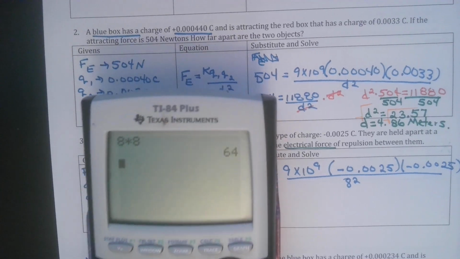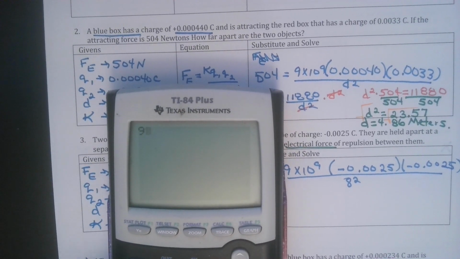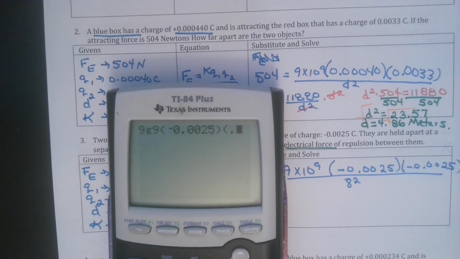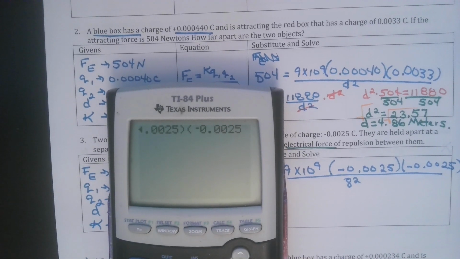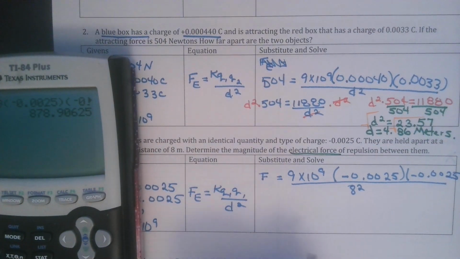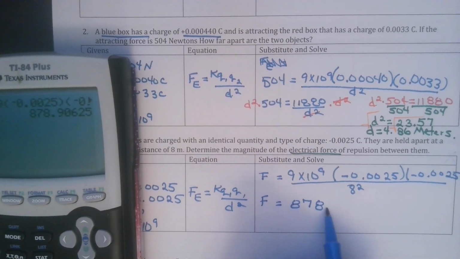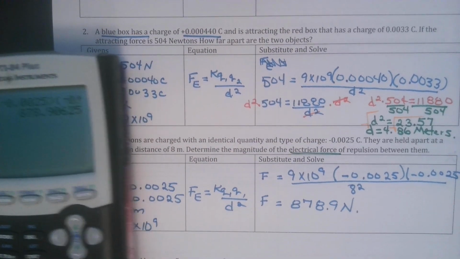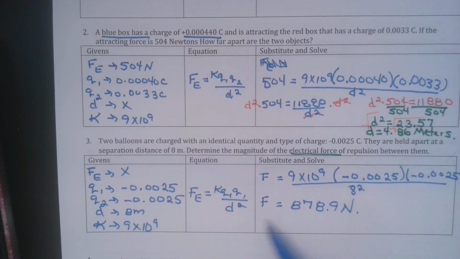So you could also write 64 down here. But don't forget to square that 8. Okay. And then for this one, again, you're just going to put it on the calculator. 9 exponent 9 times negative 0.0025 times negative again 0.0025, close parentheses, divide by 8 squared. I'm going to keep that inside of parentheses as well. And we have a force of 878.9 newtons.